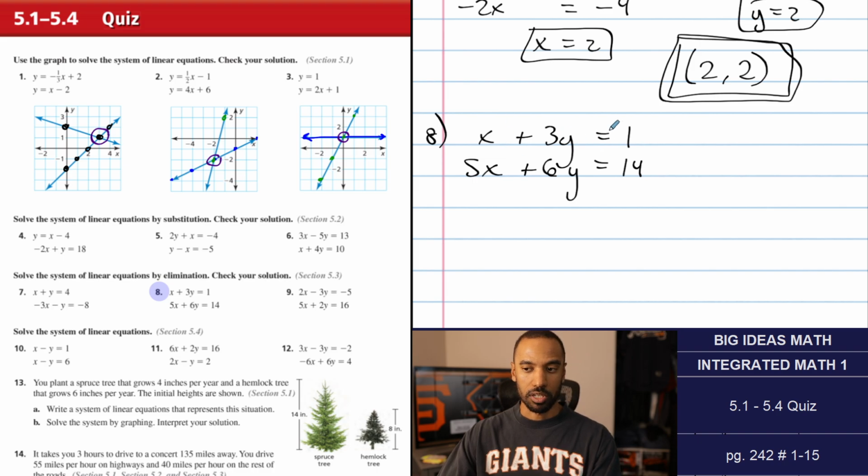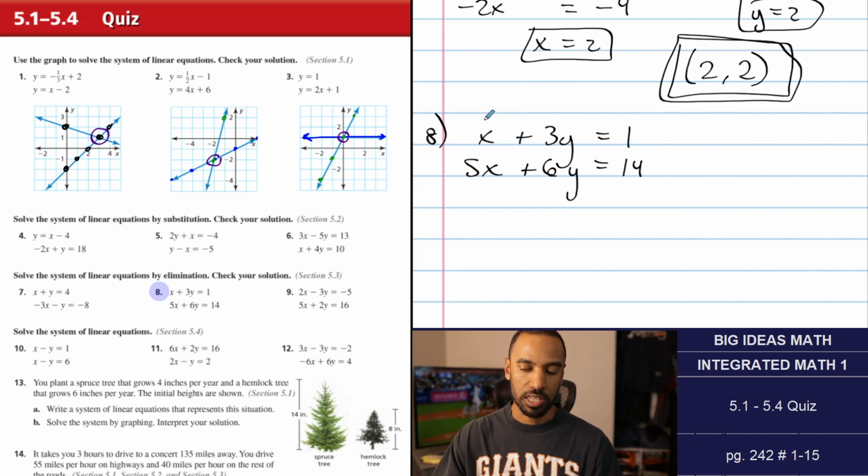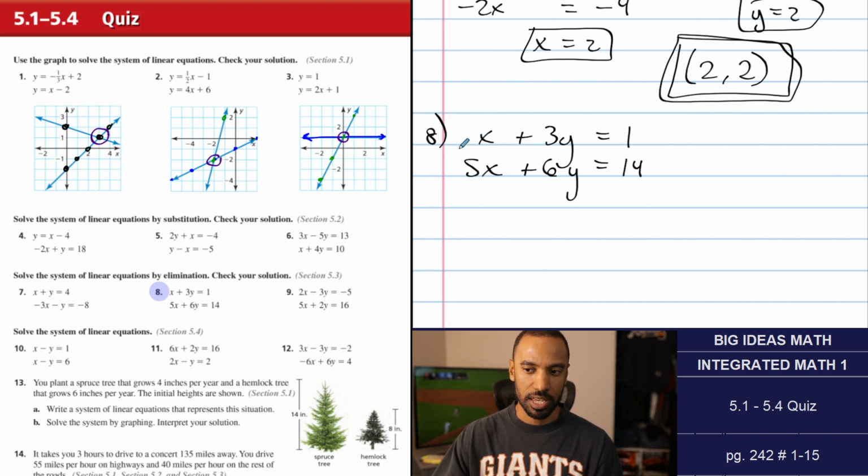What I can do is eliminate a variable if I manipulate an equation, do something to both sides of it. Such as take the top equation, I could multiply everything by negative 5 to eliminate the x's. I'd get a negative 5x with positive 5x. Not bad.